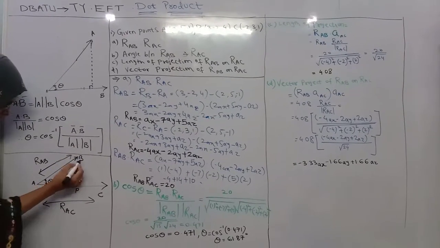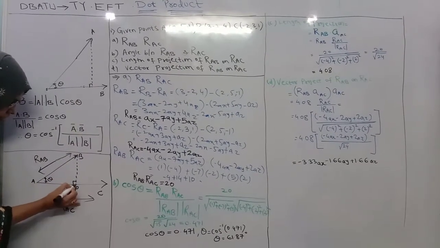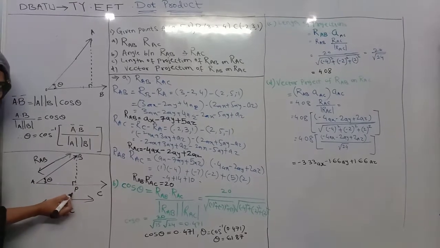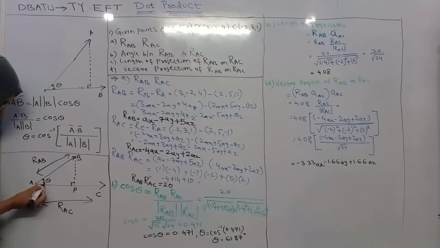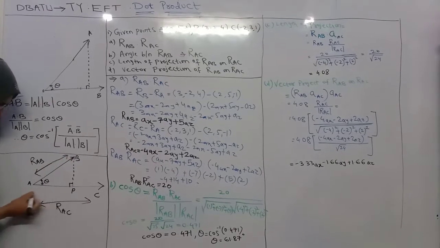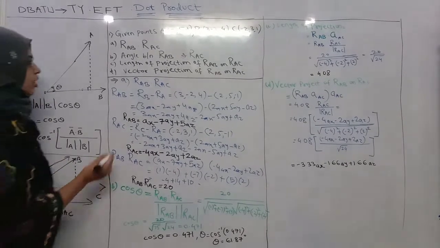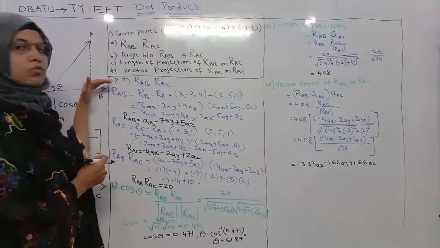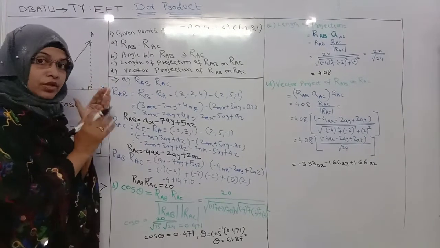So A, B and C, wherever that projection is going on, that point is nothing but my P, and you are going to calculate this theta. So this length will be RAB and this entire length will be your RAC. Now how can we start? All of you pay attention here. How am I going to start?